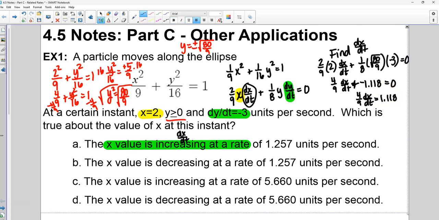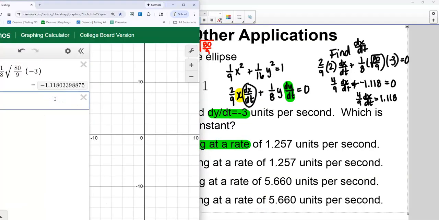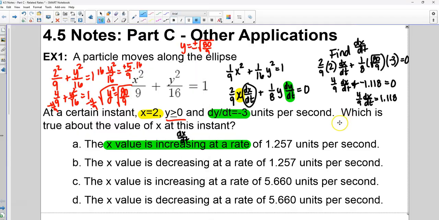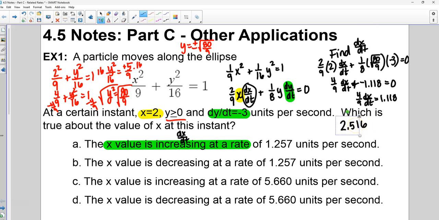And the last step is to divide by 4/9, and this is calculator active. So I am just going to flip over here and do 1.11803398875 divided by 4/9. And I'm getting 2.516 if I round. Oh no, this is not good. Is my problem bad? I think my problem is bad.